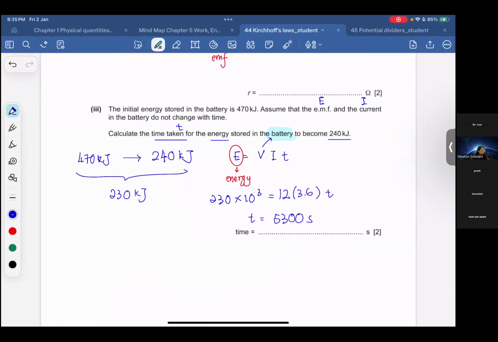If I'm not mistaken, last week we did a similar question, also saying that the battery is dropping. I don't have the worksheet right now, but it's okay. Remember, you have to find how much energy is lost from initial to final. In order to lose this 230 kilojoules of energy, how long do we need? This is the way we solve it.